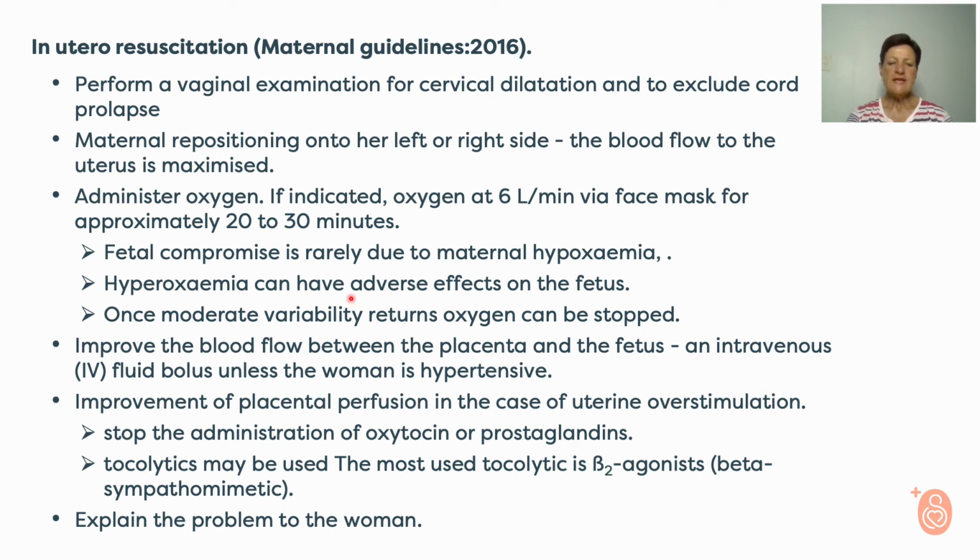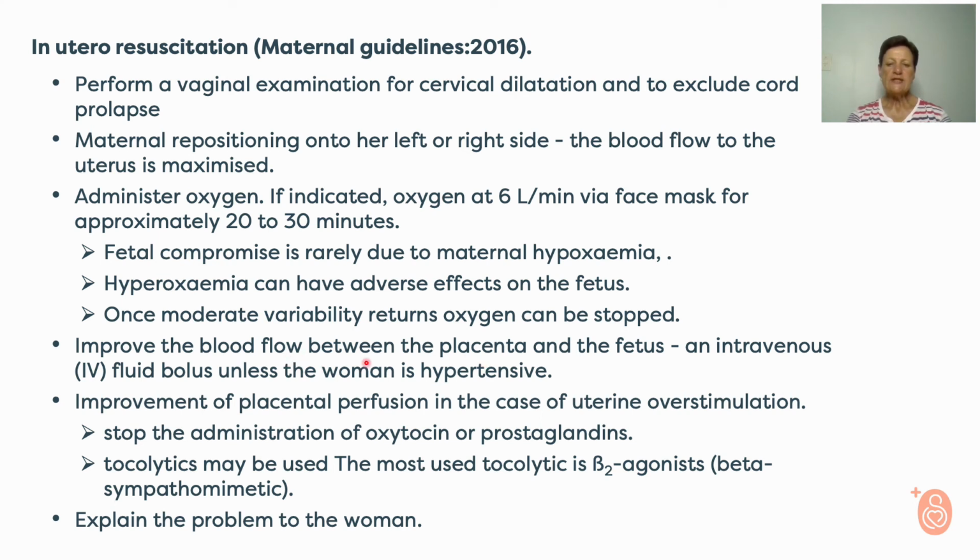Then, as I've said, the most important thing in our resuscitative measures is to improve the blood flow between the placenta and the fetus. So we give the mother intravenous fluid, a fluid bolus, except if she's hypertensive, to improve the blood flow to the placenta in order to get as much oxygen as possible to the fetus.